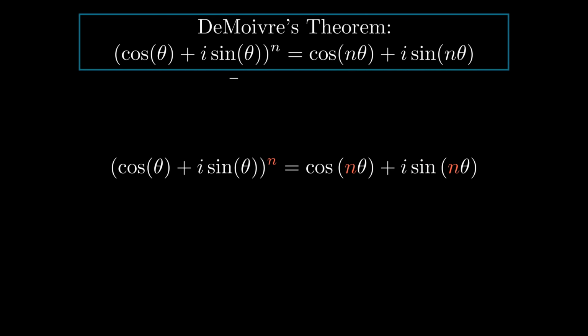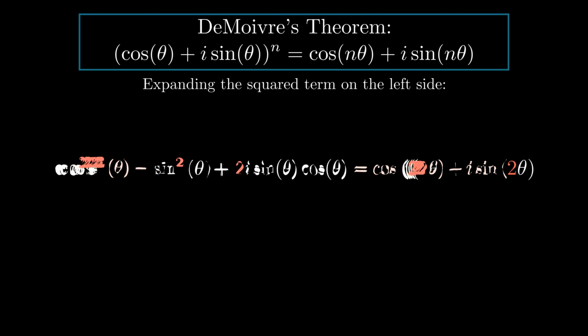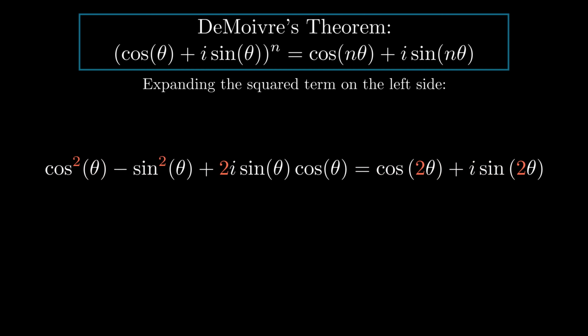For instance, for n equals 2, we find the following. Expanding the squared term on the left-hand side, remember that i is defined as the square root of -1, so i squared is equal to -1, which is why the sine squared term on the left side is negative.